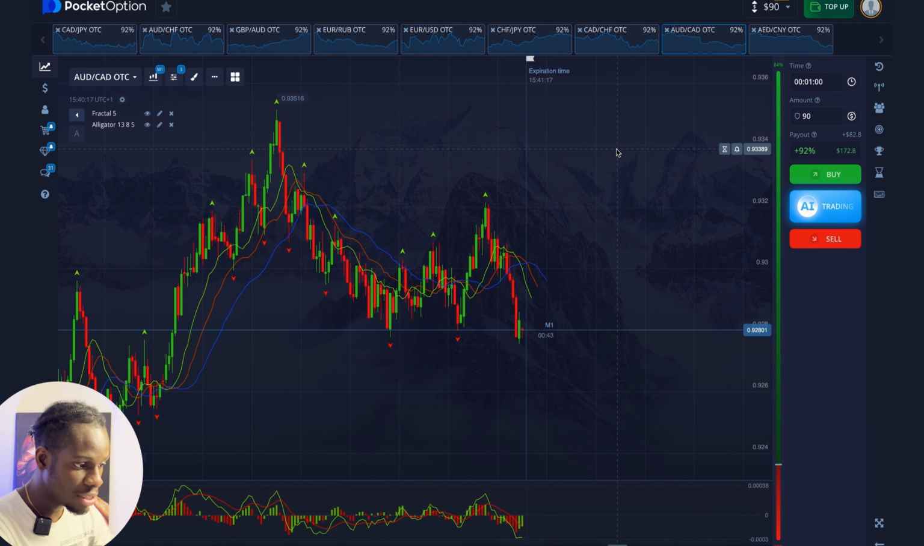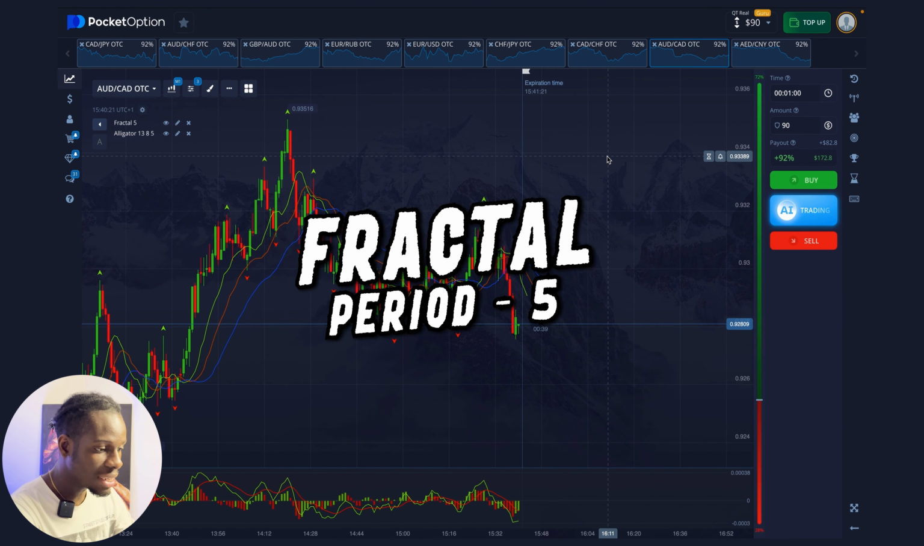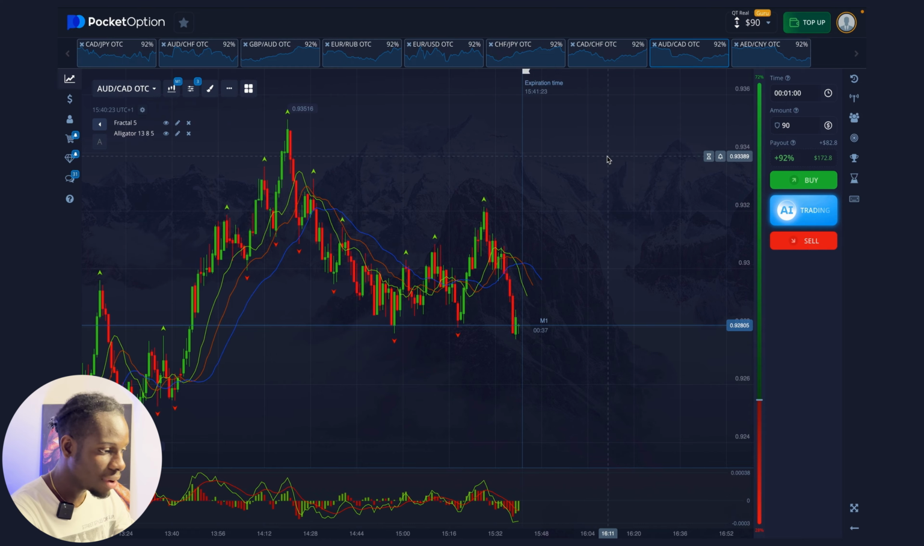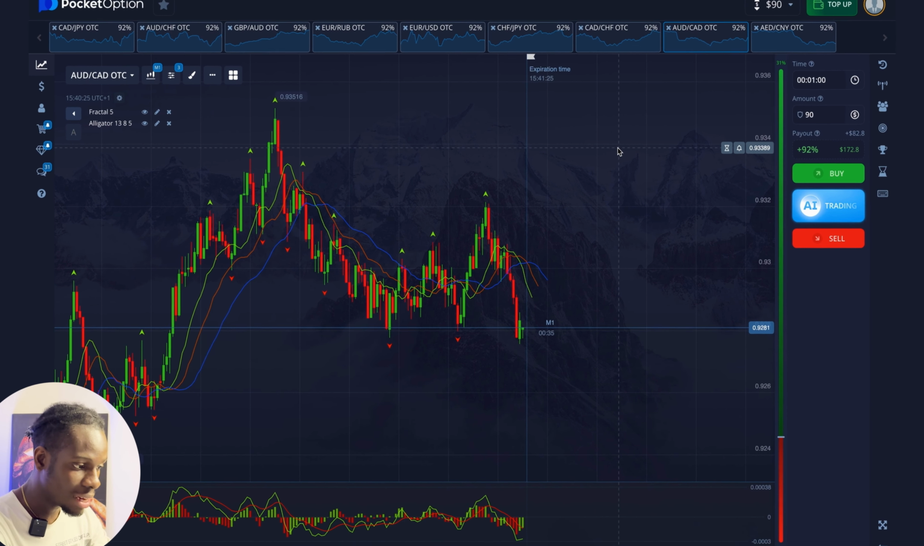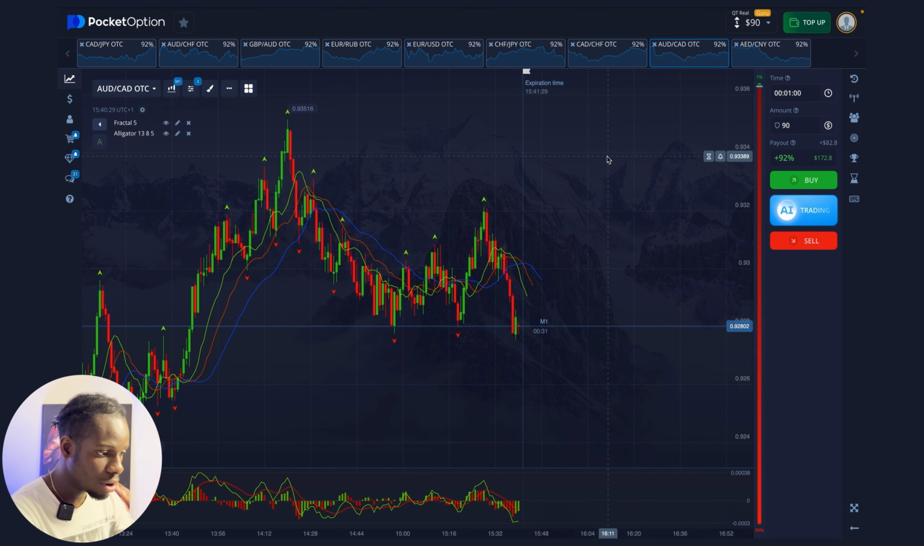So the first indicator is our fractal, and we're going to use that with a period of 5. So the fractal is going to help us to identify new local minimums and maximums while they're being formed. This will help us to take a bias for our trade.